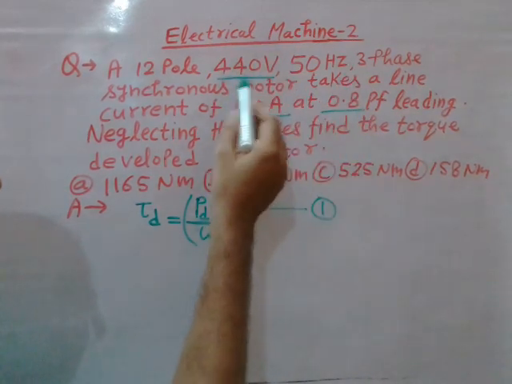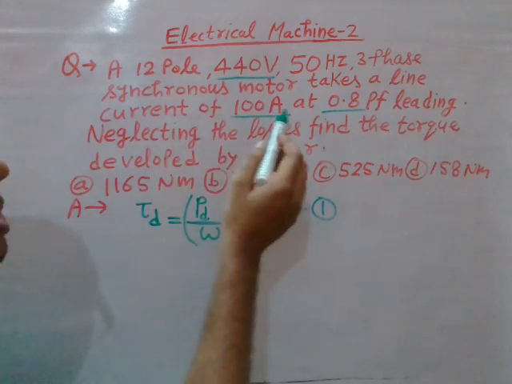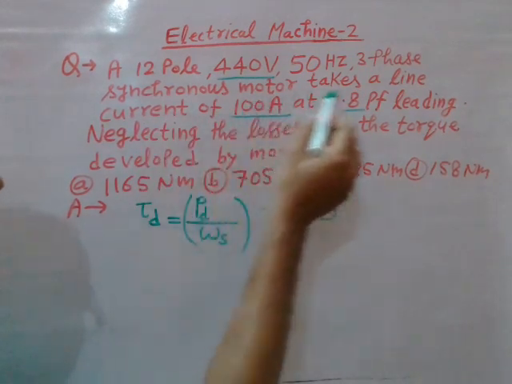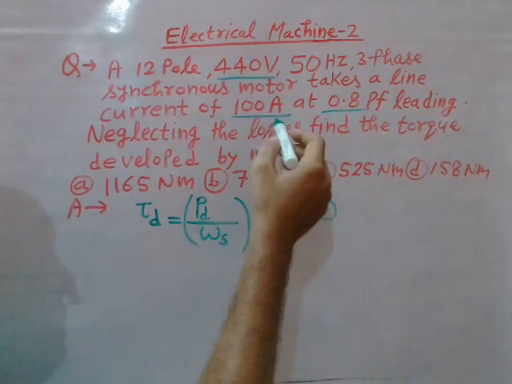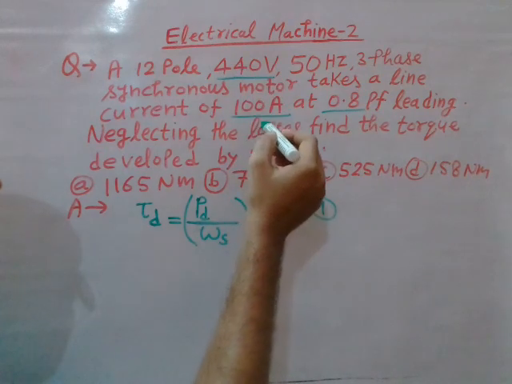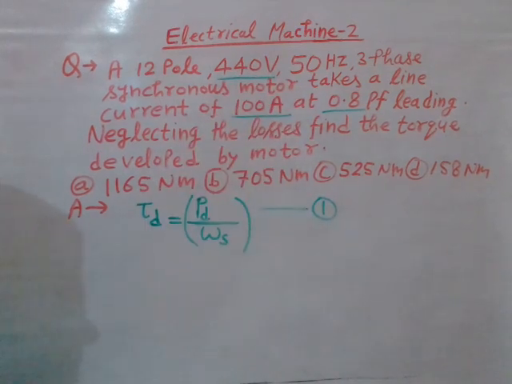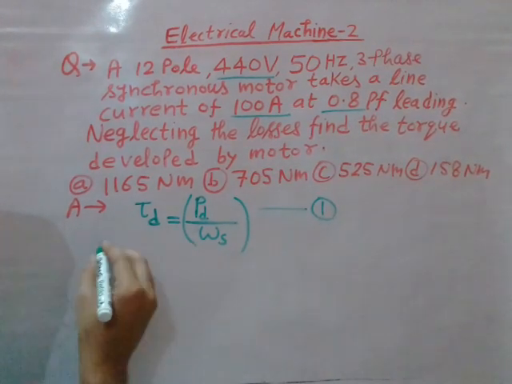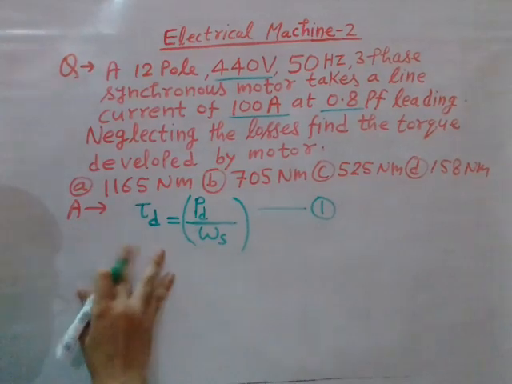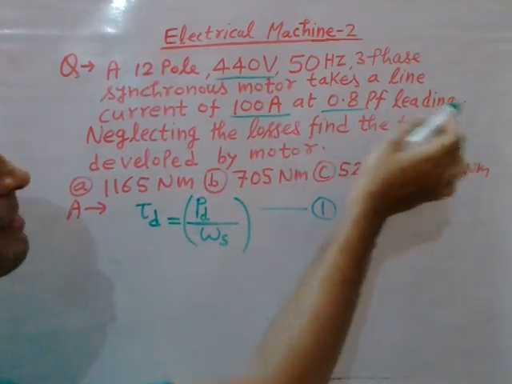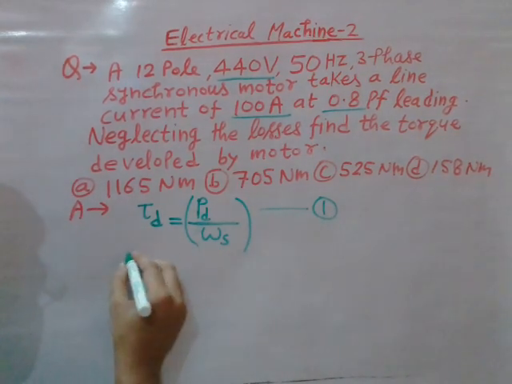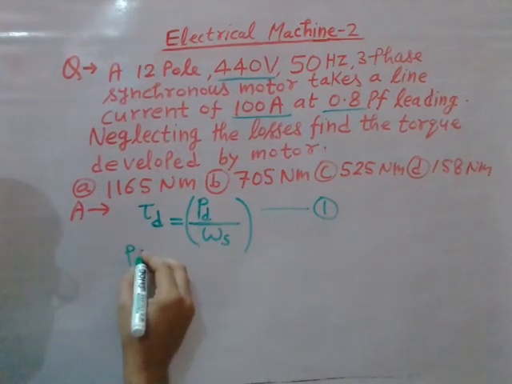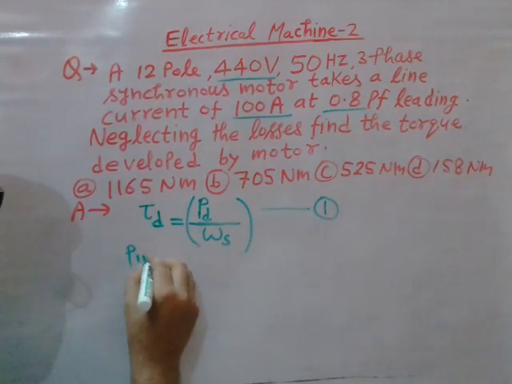He has given you the data of the line current, right? The motor takes a line current of 100 ampere at 0.8 power factor leading, at the supply voltage of 440 volts. So with this data, you can calculate the input power, P input. See, the motor is operating at leading power factor. That means it is in overexcited condition, right?